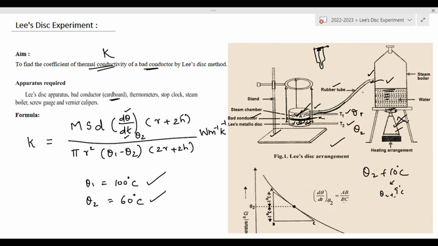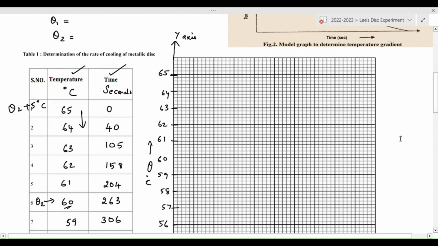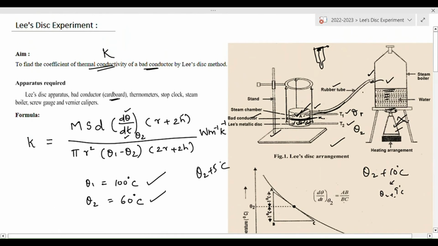When the thermometer comes down to exactly theta 2 plus 5 degrees Celsius. In this particular experiment, theta 2 plus 5 degrees Celsius is 65 because theta 2 is 60 degrees Celsius. Theta 1 is 100 degrees Celsius. So this theta 2 is very important. When the temperature shown by the thermometer is exactly coming down to theta 2 plus 5 degrees Celsius, the stop clock is started. Then it shows 0 second.